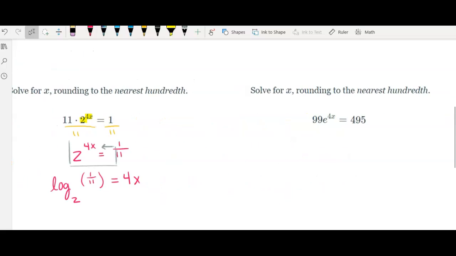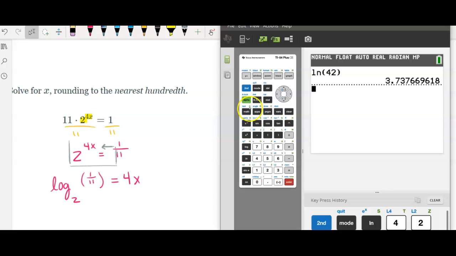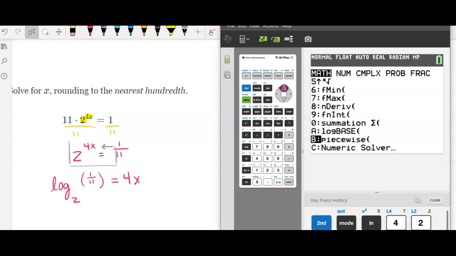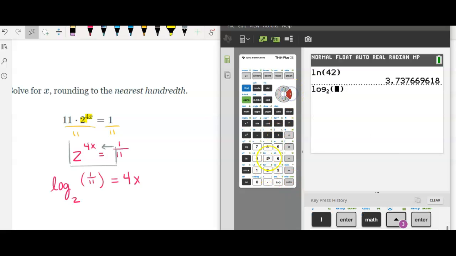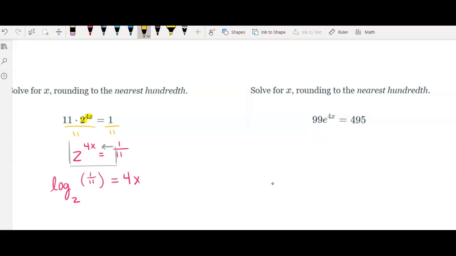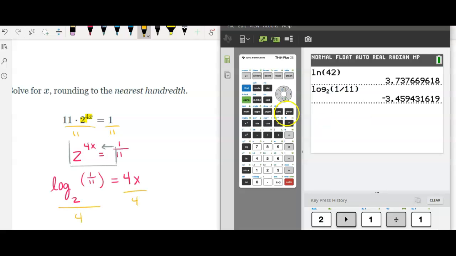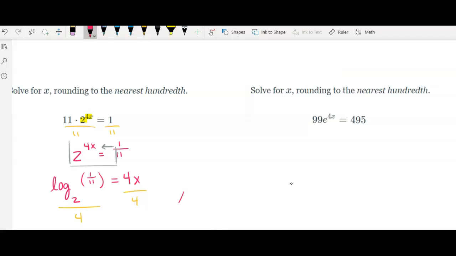And now this log base 2 of 1 over 11, that's just a number. So I'm going to type that in to see what that is. Log base 2 of 1 divided by 11 is this number. And now to solve for x, I'm going to divide both sides by 4. So I'm going to take all of that and divide by 4. If I round to the nearest hundredth, I get x equals negative 0.86.